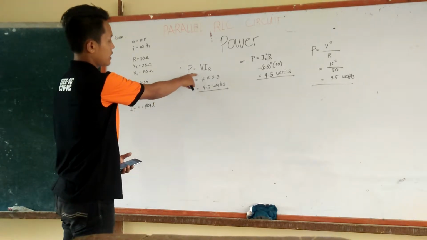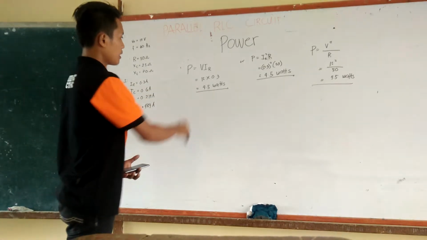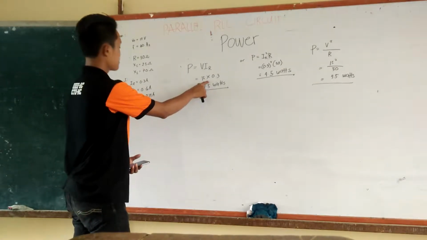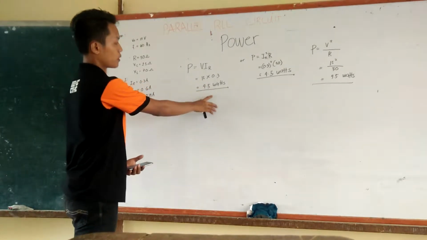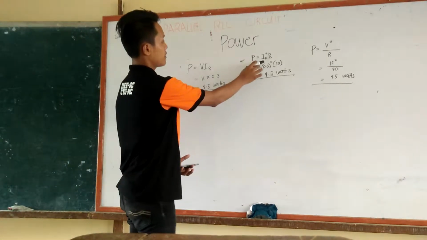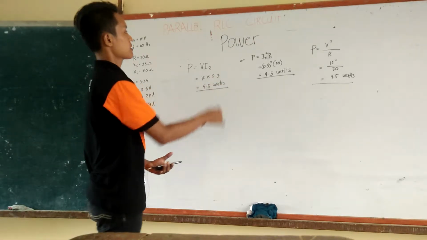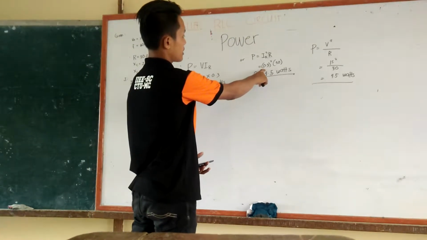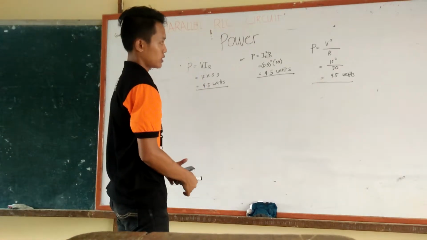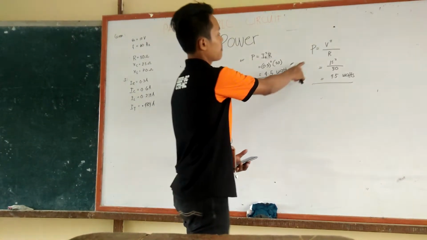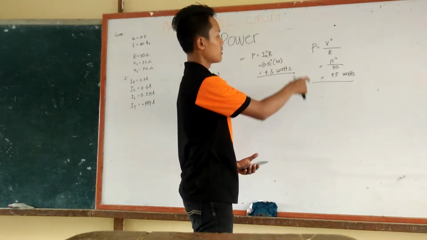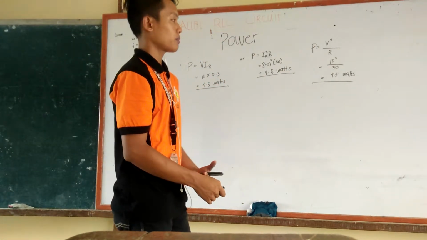P equals V times the current in the resistor. So 15 times 0.3 equals 4.5 watts. Or P equals the current in the resistor squared times the resistance. So we got 0.3 squared times 50 equals 4.5 watts. And another is P equals V squared over R. So we have 15 squared over 50 equals 4.5 watts.